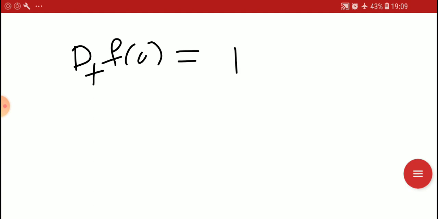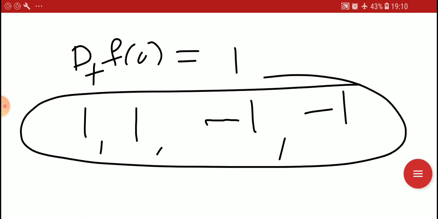Therefore the upper right derivative is 1, the lower right is 1, the upper left is −1, and the lower left is −1. If they were all equal, we would say |x| is differentiable at x = 0. Here they are not equal, therefore |x| is not differentiable at x = 0.